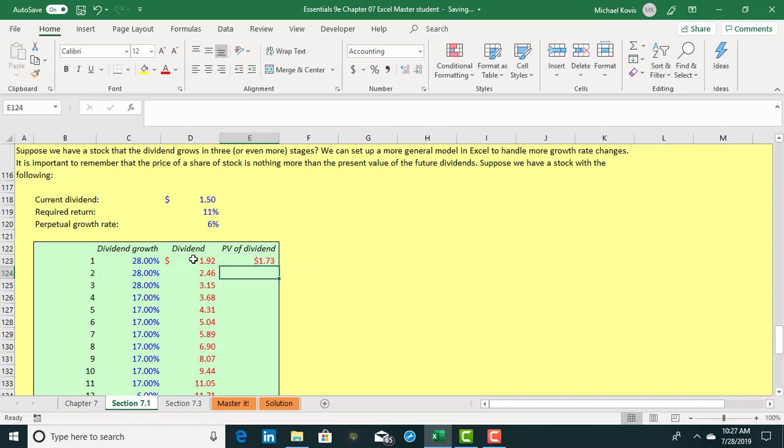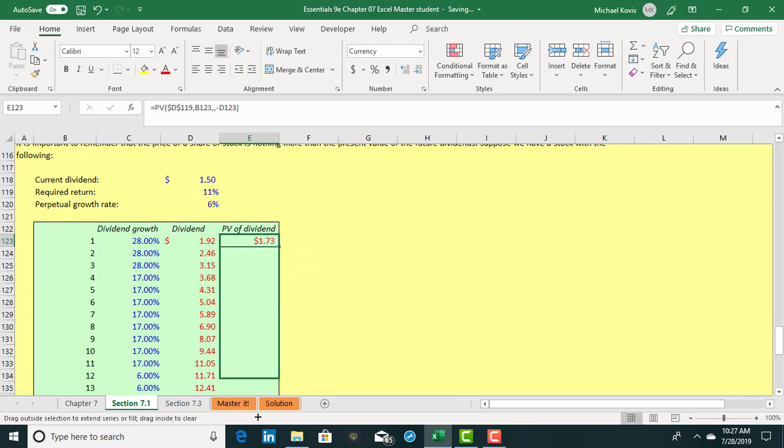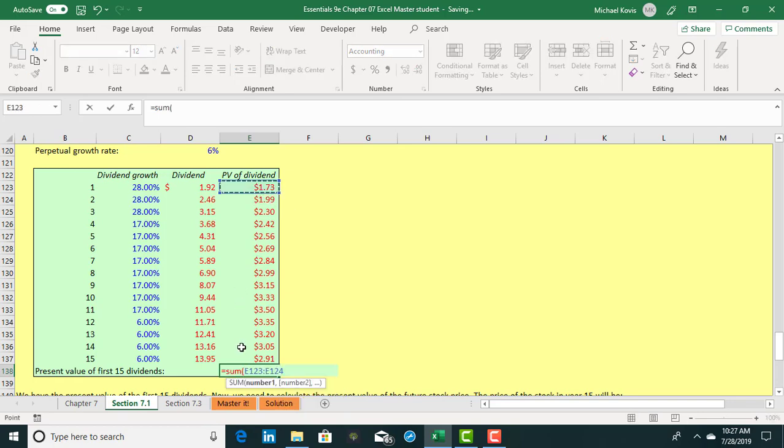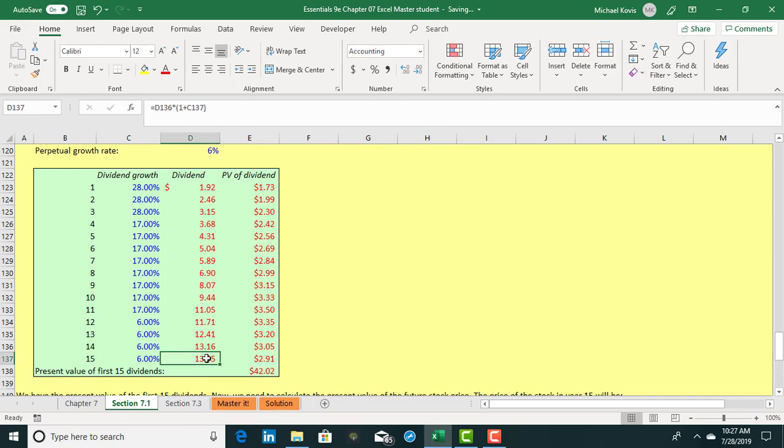Alright, let's see if there's anything else. So the present value of my stock price today, so the stock price in year 15 is going to be the dividend times 1 plus, and D120 was going to be our next growth rate, so it stabilizes out, divided by parenthesis D119 was our rate of return minus D120.